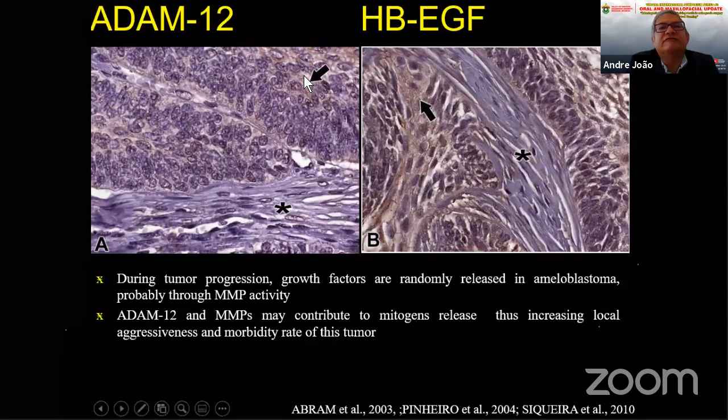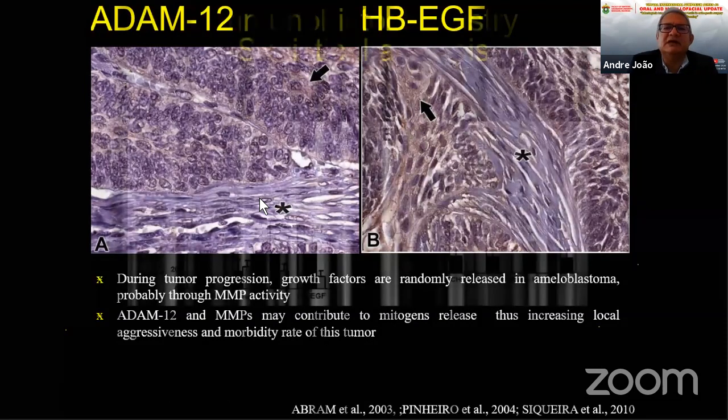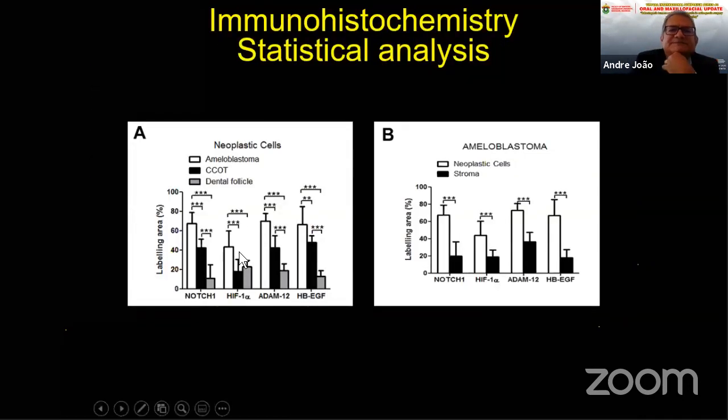This is an expression of ADAM12 in the parenchyma of neoplastic cells of ameloblastoma. Here, the graphic shows a higher expression of these proteins than the control with CCOT and dental follicle. We have a higher expression of NOTCH1, HIF-1 alpha, ADAM12, and HB-EGF in ameloblastoma. And the higher expression is in neoplastic cells, when we compare with stroma.